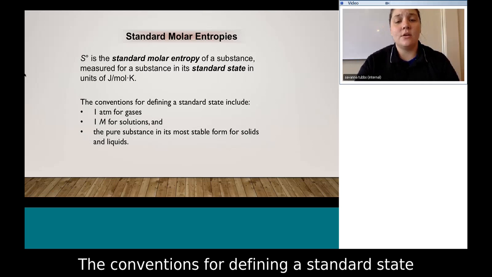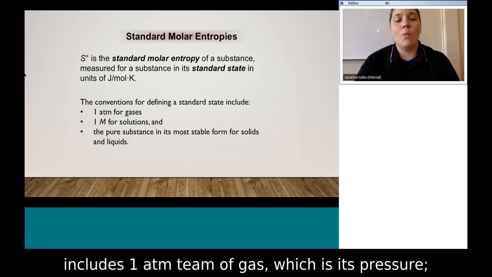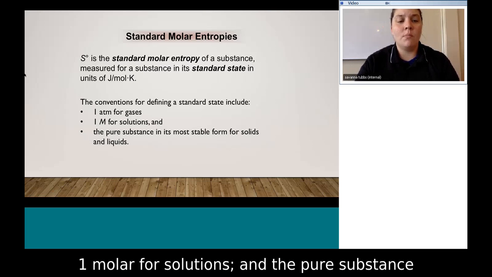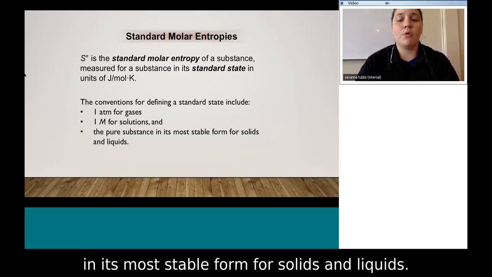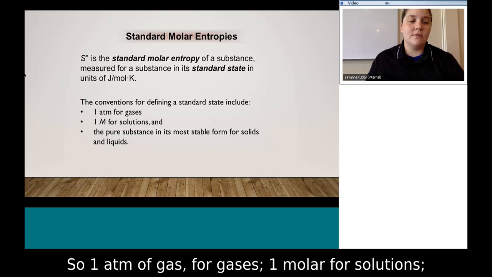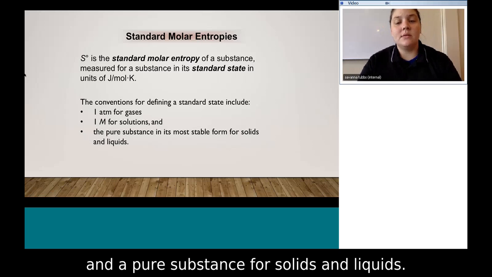The conventions for defining a standard state include 1 atm of gas, which is its pressure, 1 molar for solutions, and the pure substance in its most stable form for solids and liquids. So 1 atm for gases, 1 molar for solutions, and a pure substance for solids and liquids.